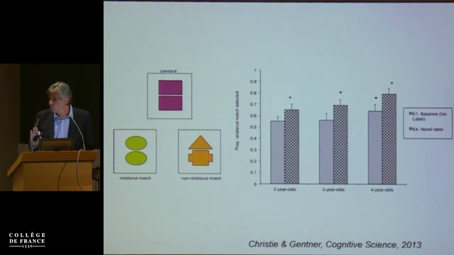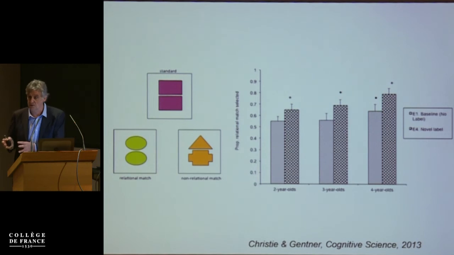But baboons don't have labels here. And this is comparable to what children do when they don't have any labels. Could you find the match? When you ask young children, could you find the match, it takes 4 years to be able to do that. So baboons seem to solve a task that 4-year-old children can do.